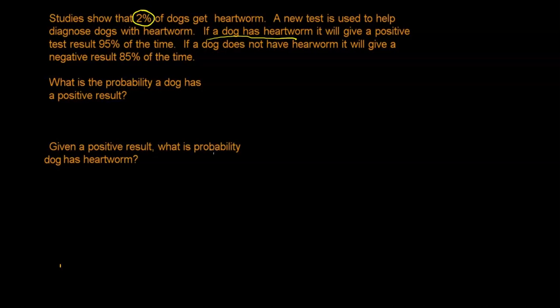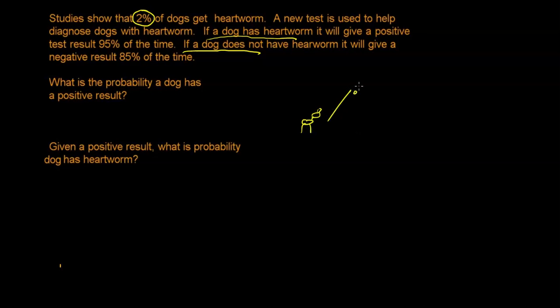If a dog does not have heartworm, it will give a negative result 85% of the time. That's another conditional statement. If the dog does not have heartworm, that's the 98% of dogs that don't have heartworm, then 85% of them get a negative result. Now, when you read a question with these if statements, a tree diagram really helps. So here is a little dog, okay, little doggy.